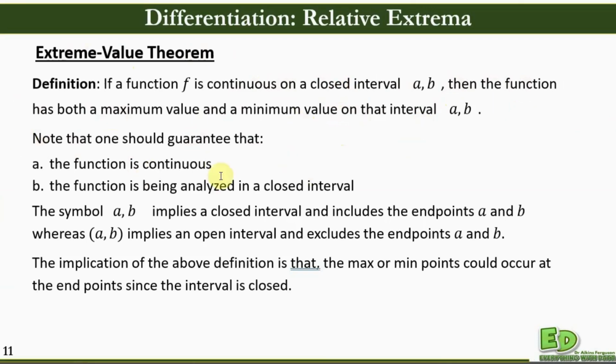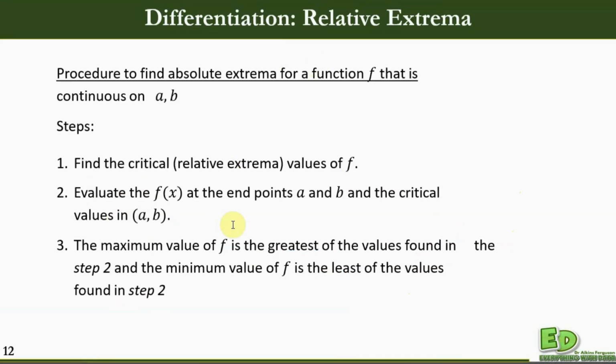Note that one should guarantee that the function is continuous. One, the function is being analyzed in a closed interval. Two, the symbol [a,b], that is in square brackets, implies a closed interval and includes the endpoints a and b. So from that question that we did earlier, the endpoints are 0 and 80, right? Whereas (a,b) implies an open interval and excludes the endpoints a and b, right? So this is just explaining what we did earlier, that we are going to consider the extreme values, not just the 40 units that we had, right?